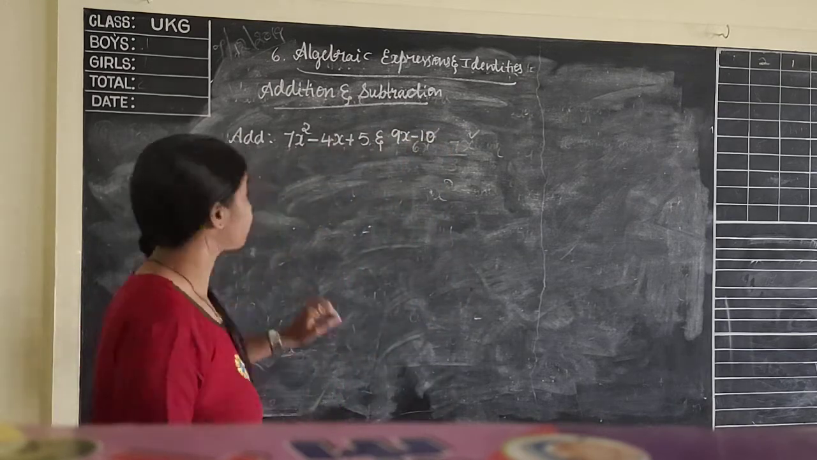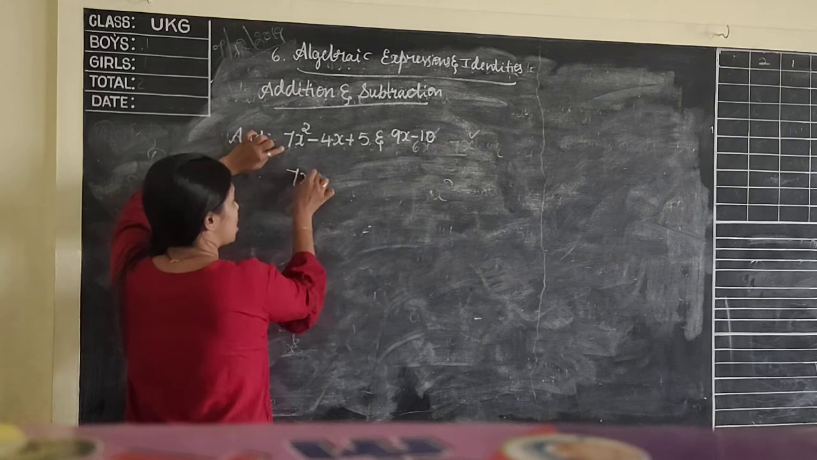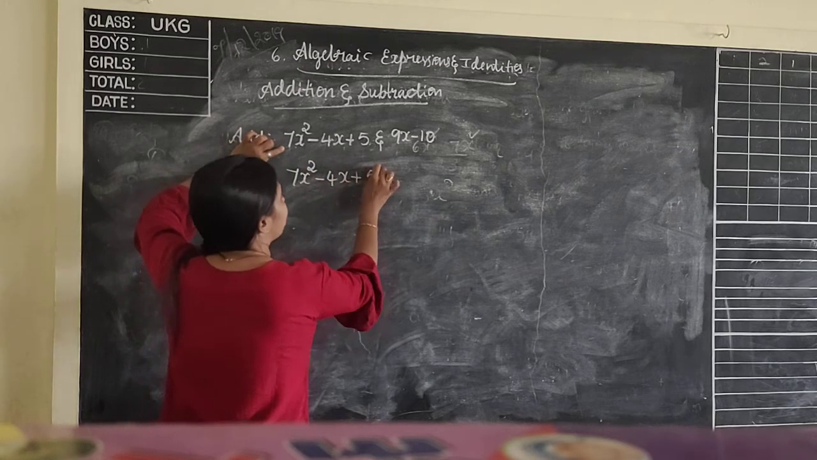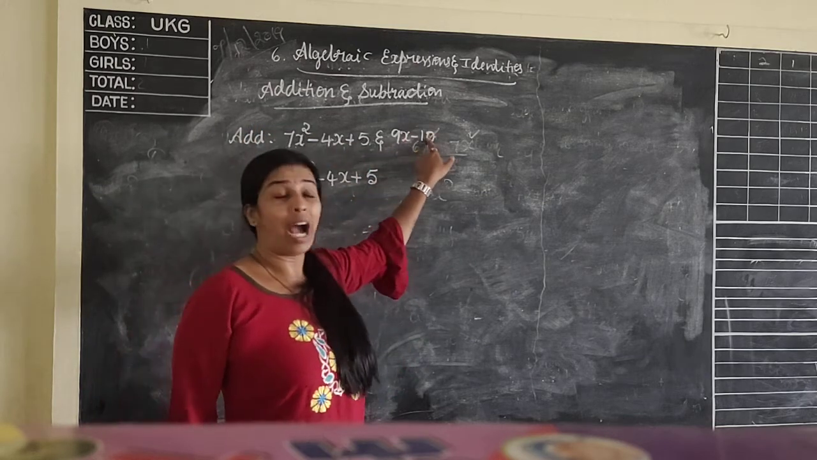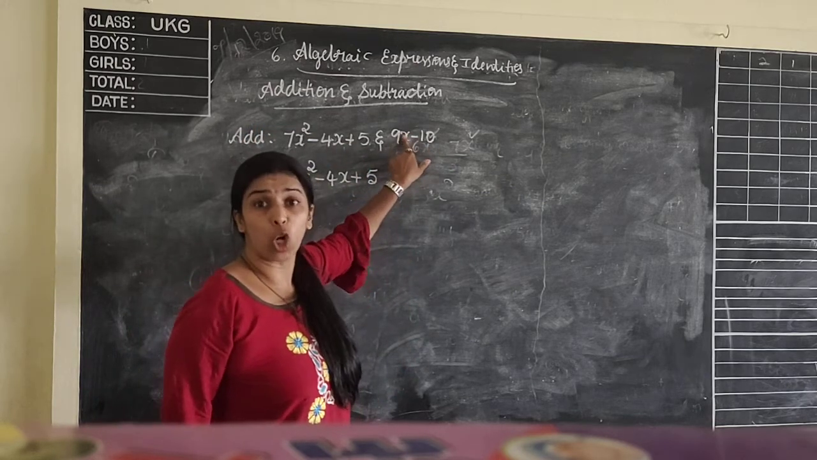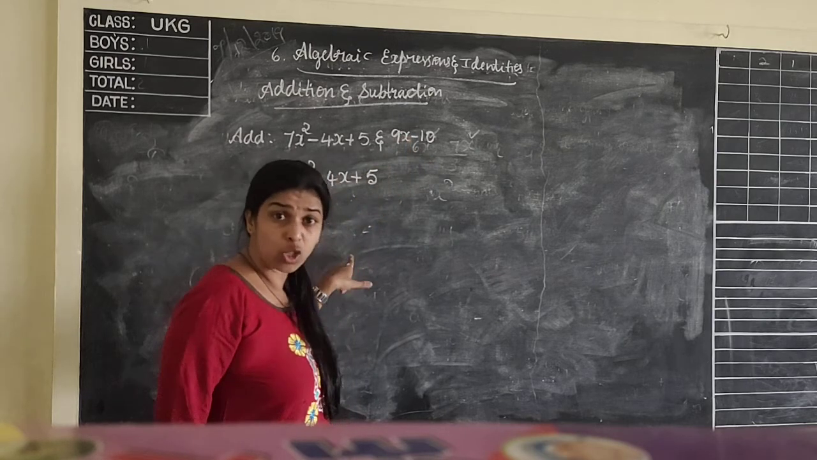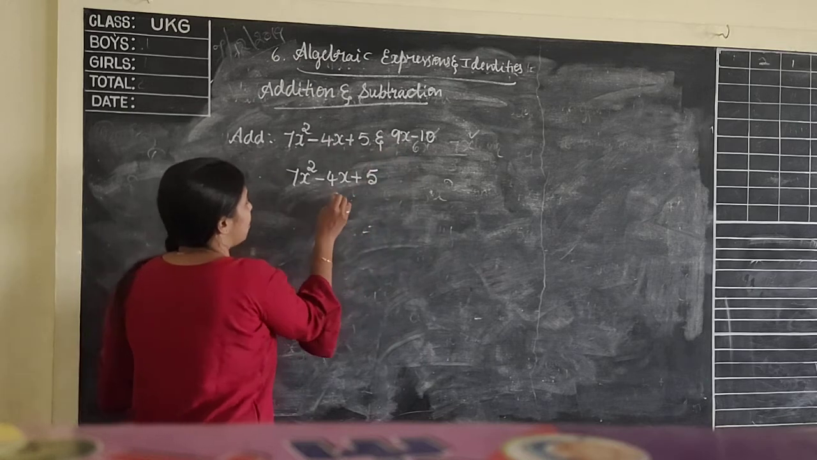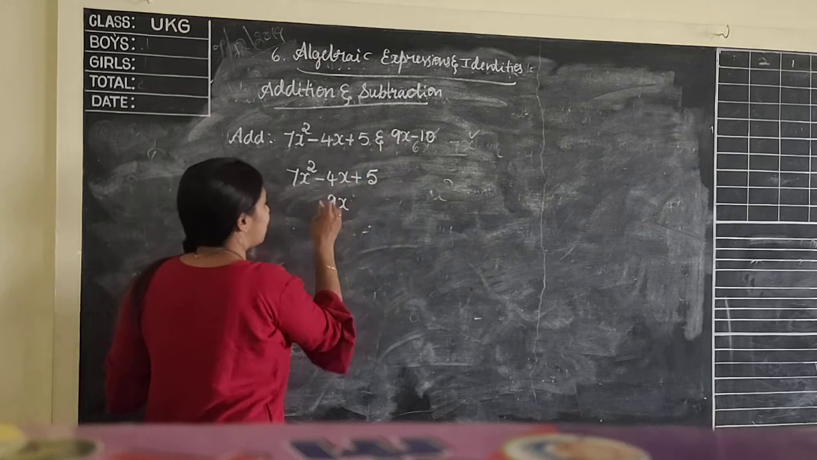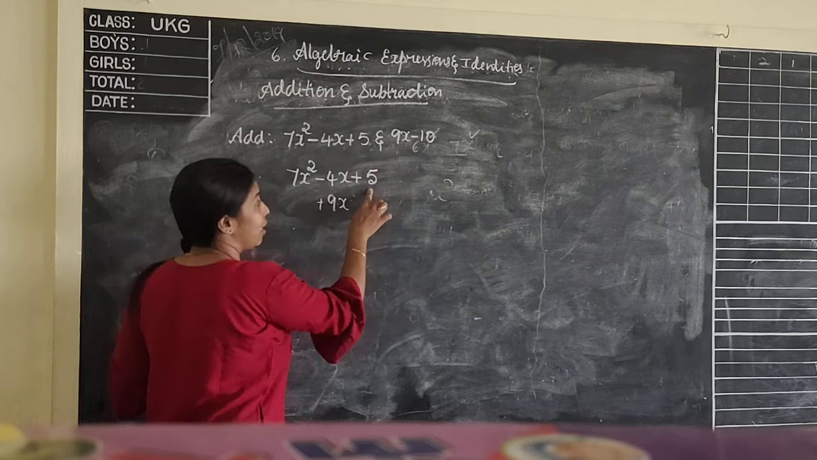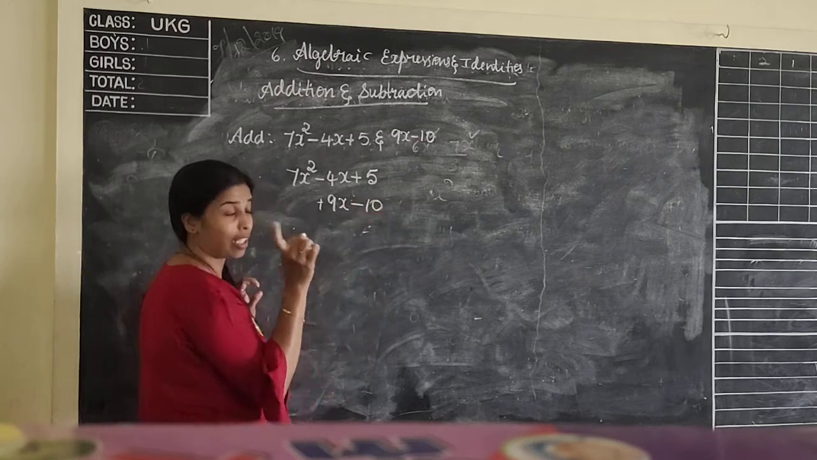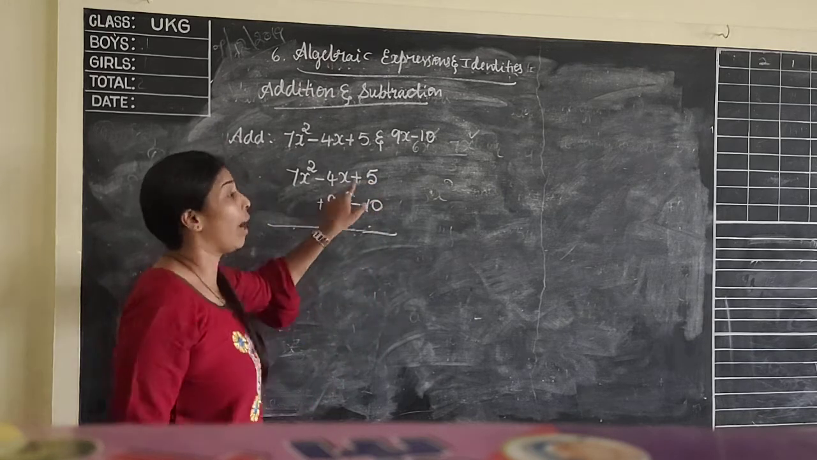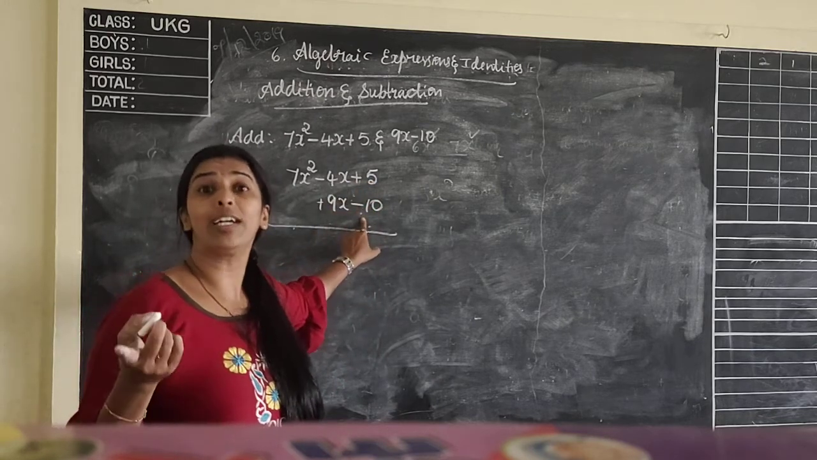So how to add? 7x square, 4x plus 5. While writing this one, under the same coefficient you have to write. Now x is there means under x only you have to write. You cannot write under the x square. 9x here. This is plus here. Constant, under the constant only with the sign. Don't change sign. This is addition. Plus 5 minus 10. 1 plus 1 minus, we have to go for the subtraction.